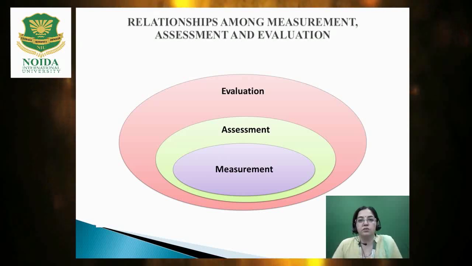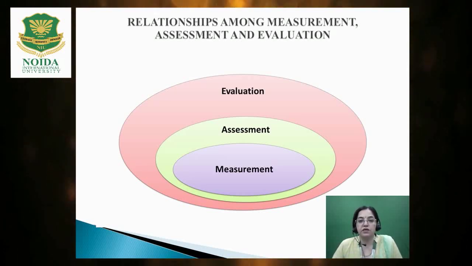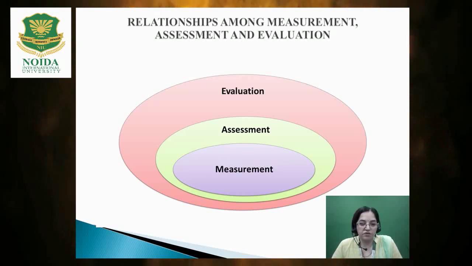Now the relationship among measurement, assessment and evaluation. We can see that evaluation is an umbrella term which covers measurement, assessment and finally the evaluation. Measurement is the first step in this process. Then comes assessment, and when the assessment gives a value judgment, when it adds value to the judgment, it becomes evaluation.